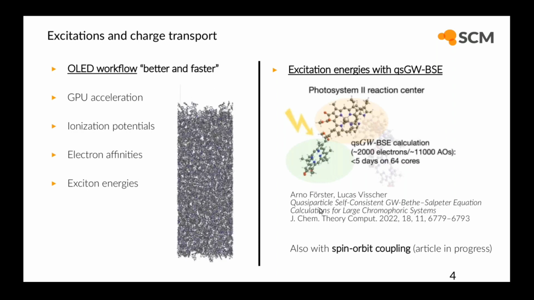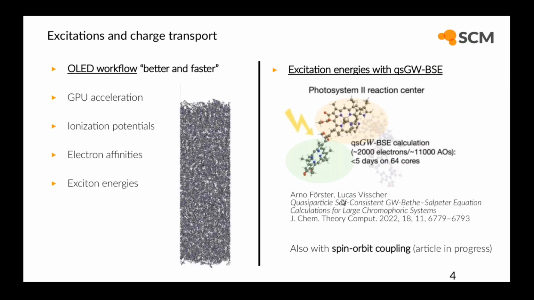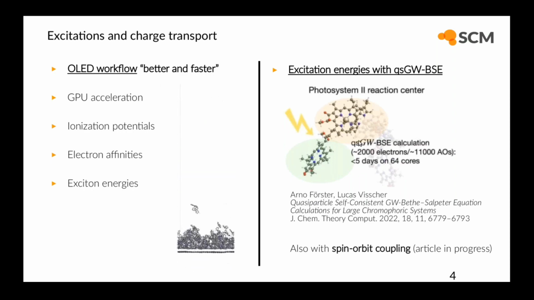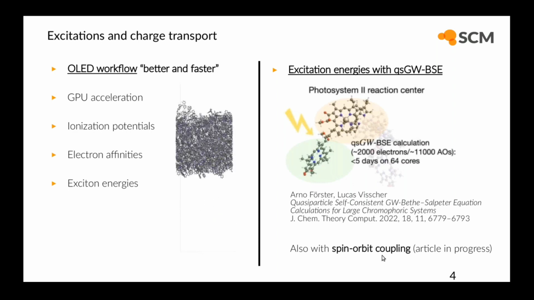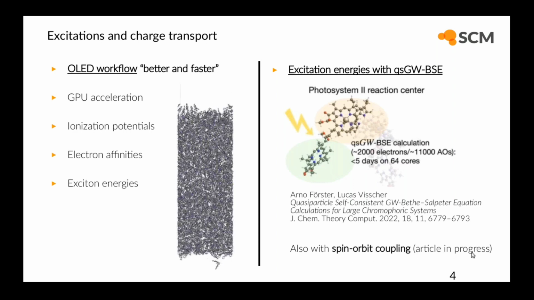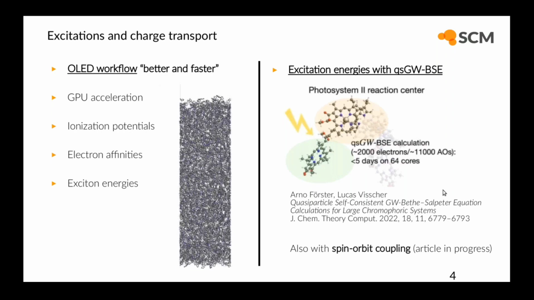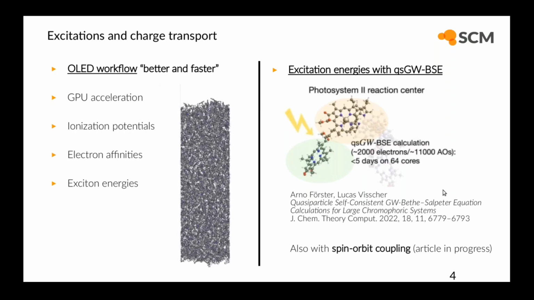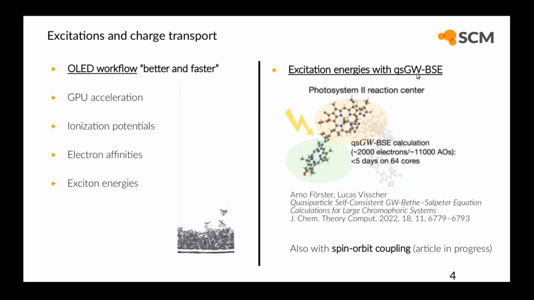So this is work from Arno Förster and Lucas Visscher at the Free University Amsterdam, where you can do these very accurate excited state calculations quite quickly. And you can also combine that with spin orbit coupling. So that's in a separate article that is in progress. Arno actually gave another seminar on qsGW-BSE not so long ago that you can find on our YouTube channel.